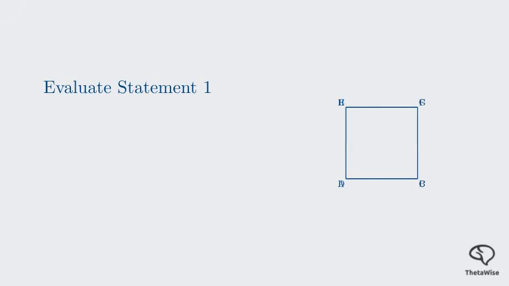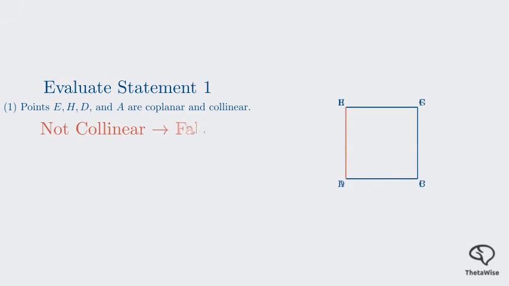Let's evaluate the first option. The statement claims that points E, H, D, and A are both coplanar and collinear. First, are they coplanar? Yes. They all lie on the same left side face of the prism. However, are they collinear? Collinear means all points lie on a single straight line. Looking at the prism, these 4 points form a rectangle, not a single line. Therefore, statement 1 is false.